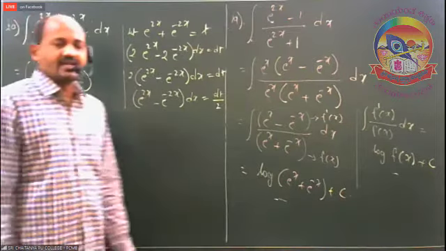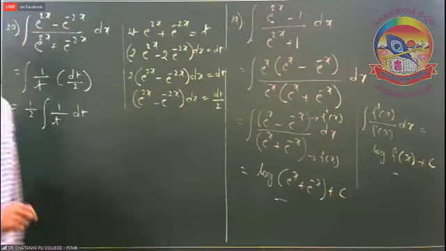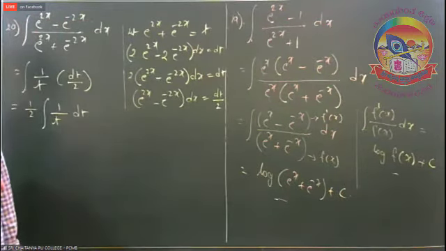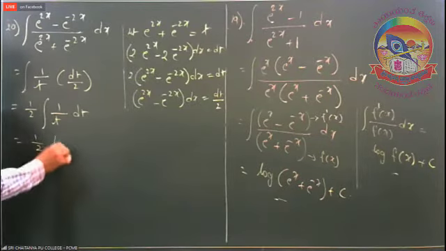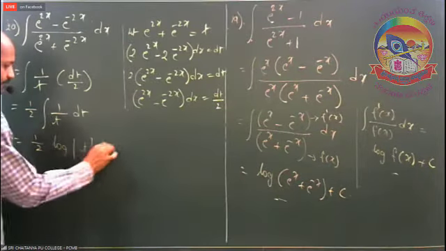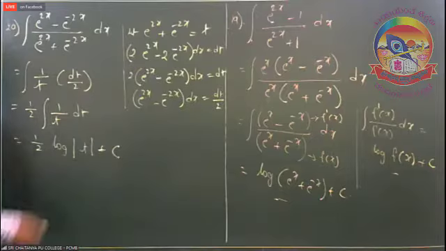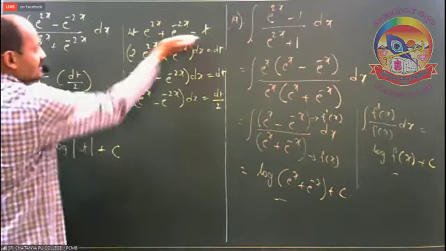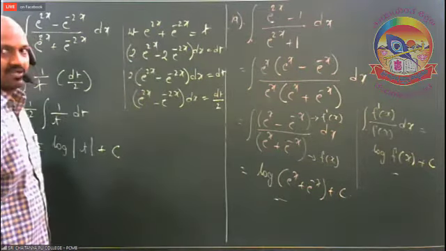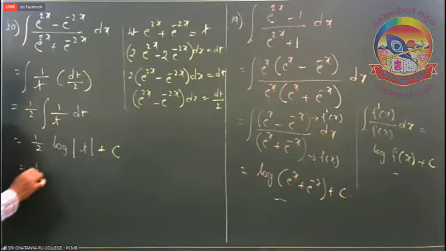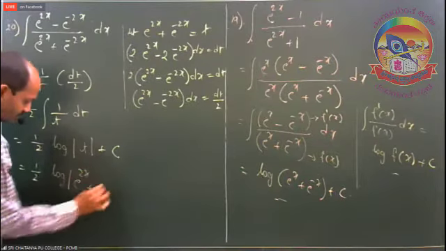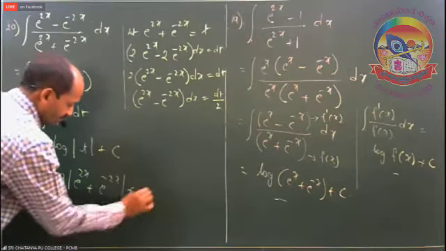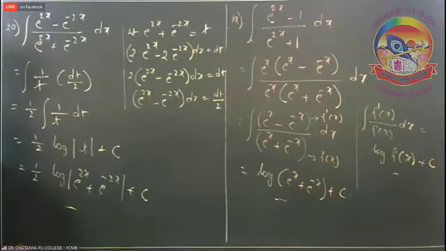Now it is the integral of 1 by x form. What is the formula for the integral of 1 by x? Integral of 1 by x dx is equal to log mod x. So 1 by 2 log mod t plus c. Again, we have to substitute instead of t, that is e power 2x plus e power minus 2x. So 1 by 2 log mod (e power 2x plus e power minus 2x) plus c. Okay?